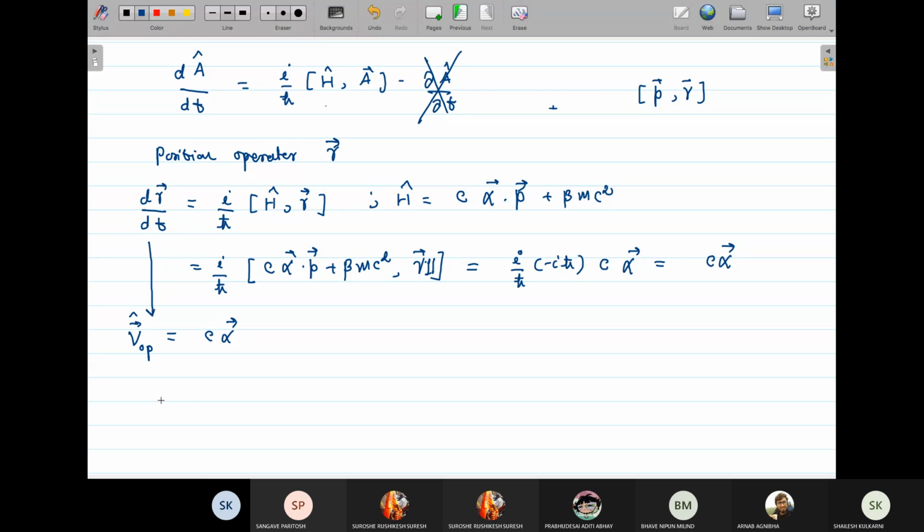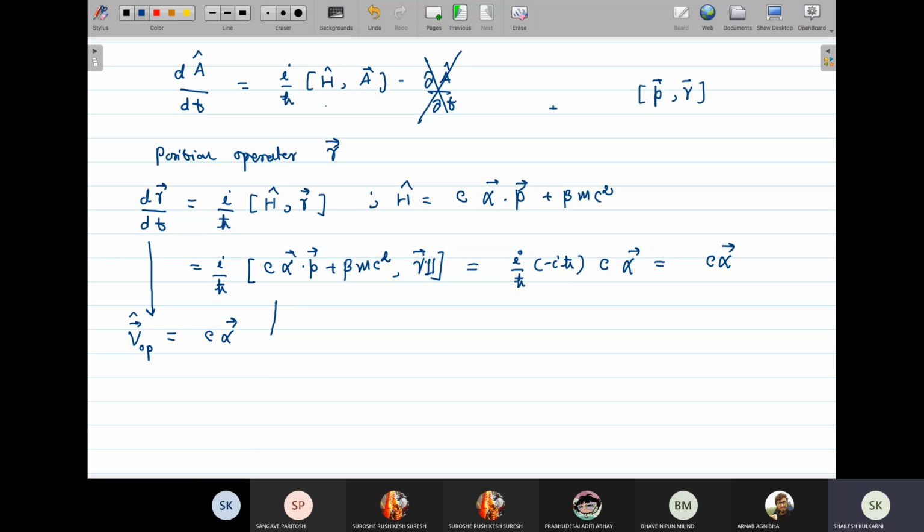Okay, and this matches with our expectation, but one should not extrapolate too much this velocity operator, in the sense that this will not represent some kind of velocity of a Dirac particle or something. It's just a Heisenberg equation of motion for R.